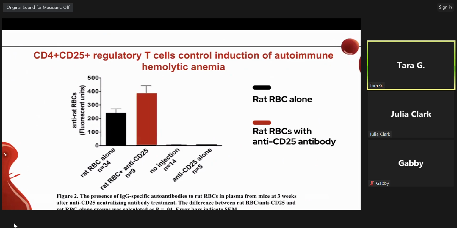So in this experiment, scientists took mice and injected them with rat red blood cells. This was to mimic the response of someone who has this disease. They had the control group, which was just the mice with the rat red blood cells alone. And then they injected another couple of mice with anti-CD25 antibodies. This was basically to block or deplete CD25. What they found is that the mice with rat red blood cells that had anti-CD25 had a greater response. So they were basically worse off compared to the mice that just had the rat red blood cells alone.